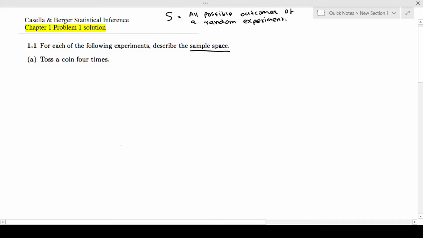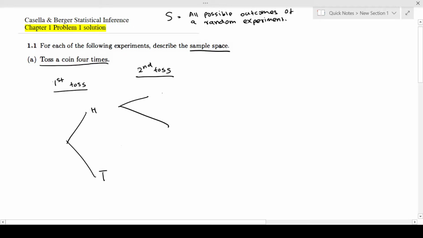Now the first random experiment that we are interested in is tossing a coin 4 times. So we look at the first toss. It can be either head or tail. Then you're going to pick the coin again and do the second toss. Let's say the outcome of the first coin toss was head, then the second coin toss can again be either head or tail.